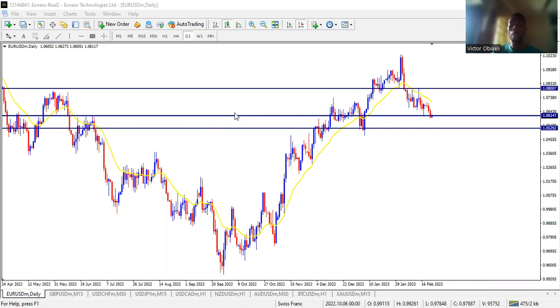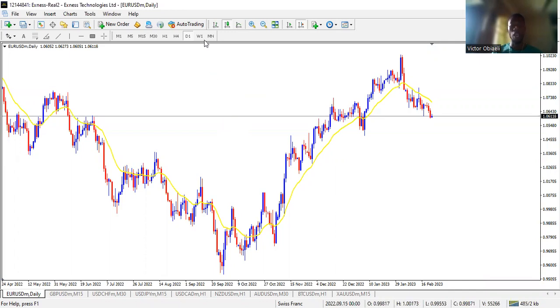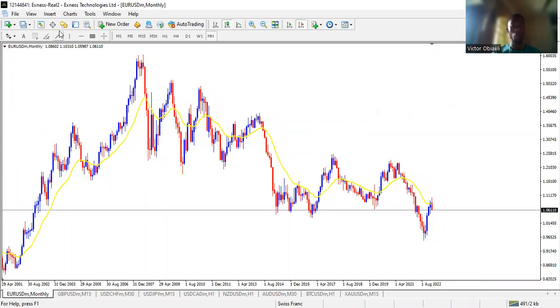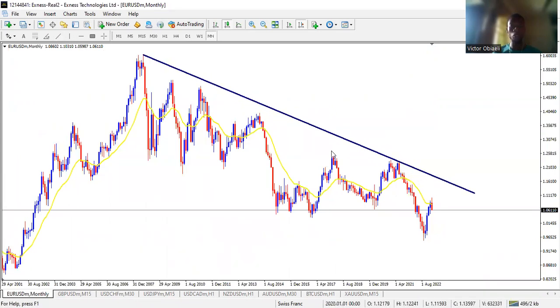Now, top-down analysis, I want to analyze this particular pair. And in analyzing this particular pair, I will have to go down to what? The higher time frame, which is the monthly. Now, this is the market. The market is currently trending. And how do I know it's trending? With my trend line or with the moving average? Say it's trending down, or with the market structure.